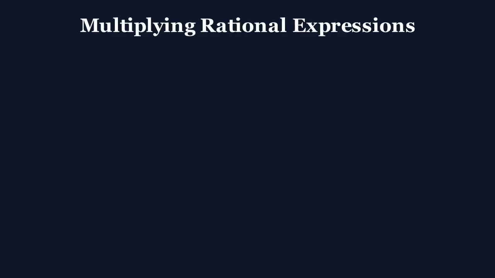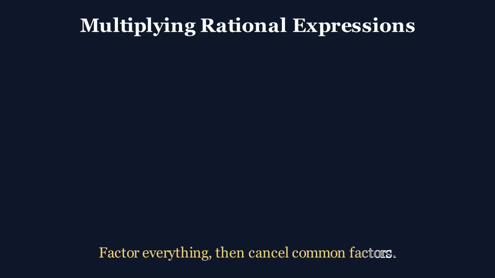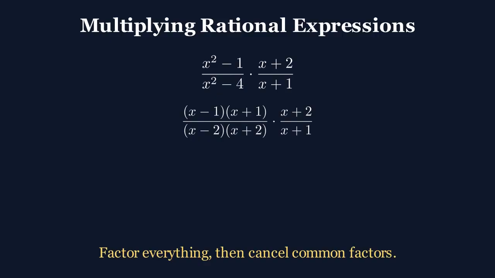Multiplying rational expressions is usually friendly. Factor everything, cancel common factors across the numerator and denominator, then multiply what remains. For example, x squared minus 1 over x squared minus 4 times x plus 2 over x plus 1. Factor x squared minus 1 as x minus 1 times x plus 1. Factor x squared minus 4 as x minus 2 times x plus 2. After canceling x plus 1 and x plus 2, the result is x minus 1 over x minus 2.